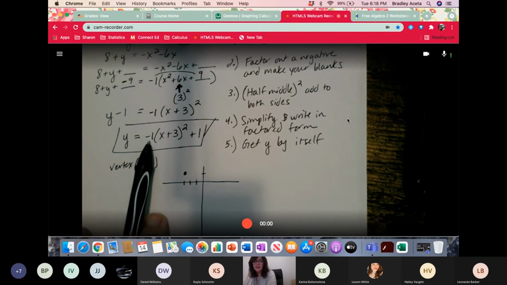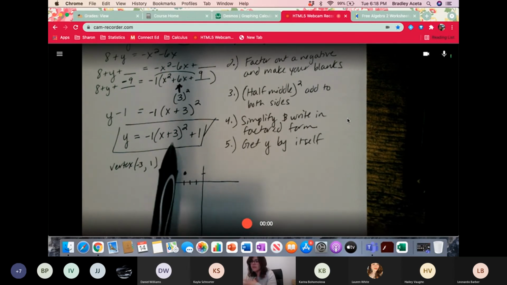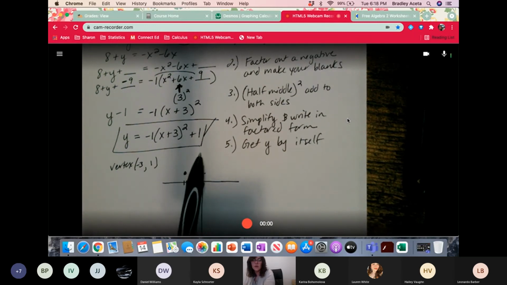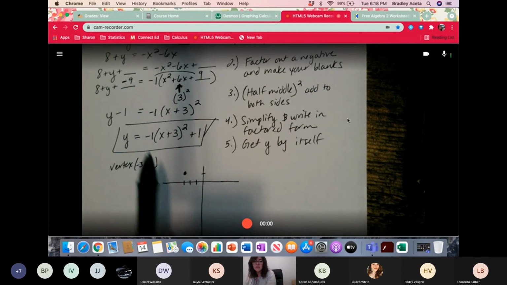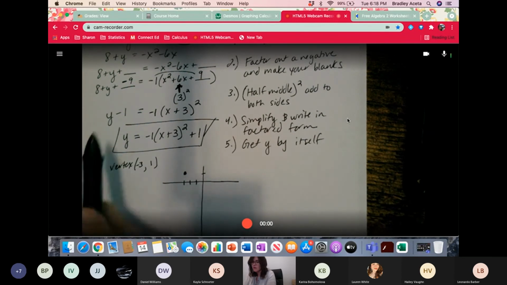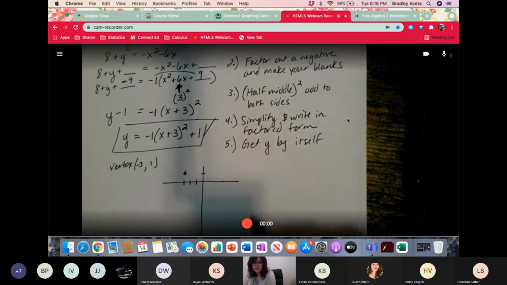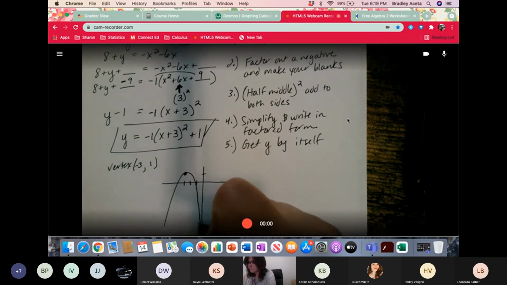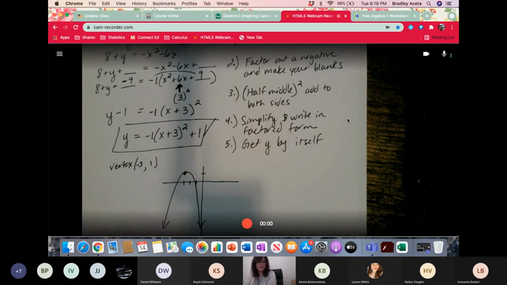Now, what does that -1 tell us? We know this from all the shift stuff too. Remember, inside the parentheses, a positive moves you to the left, and outside the parentheses, you go up 1. There's my vertex. What is that negative outside? Well, that means that the U normally makes a smiley face, but now it's going to go upside down.